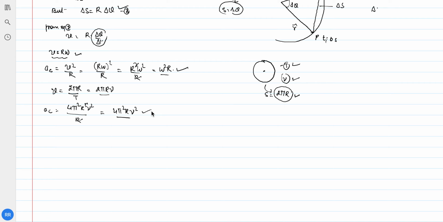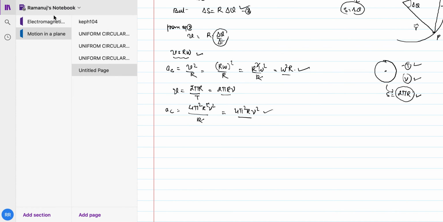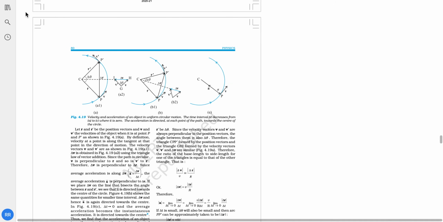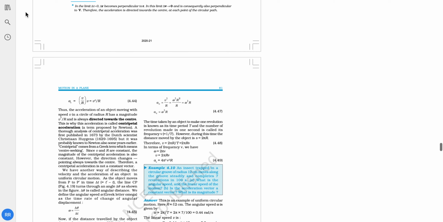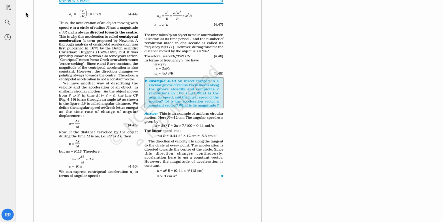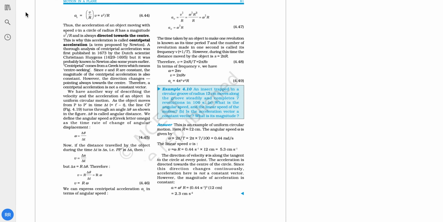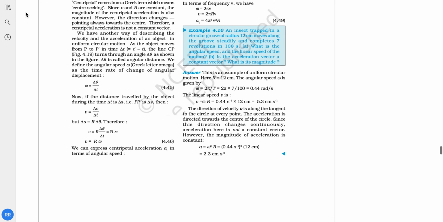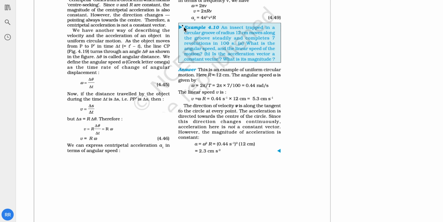So you are asked one problem, problem number 4.10. So you have to open NCERT book. I would like to go through this. See here, this is problem number 4.10, to understand the application part of this.